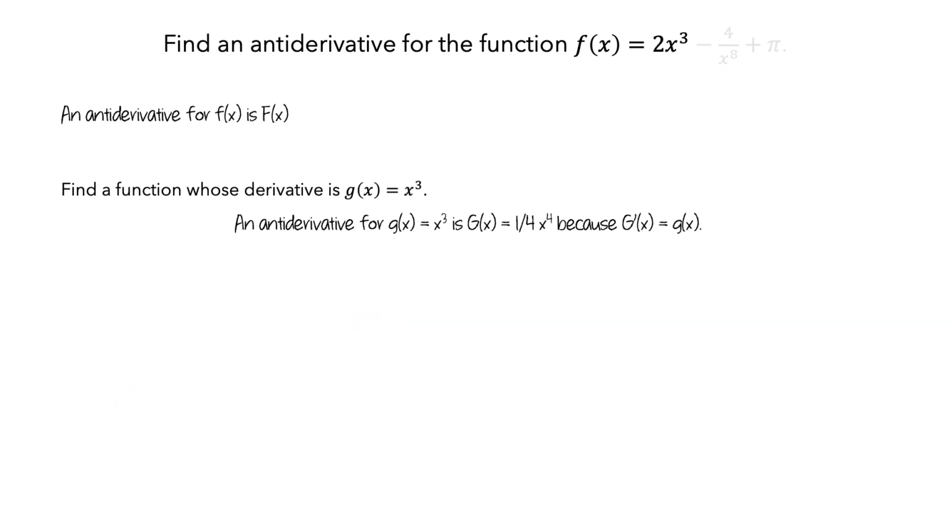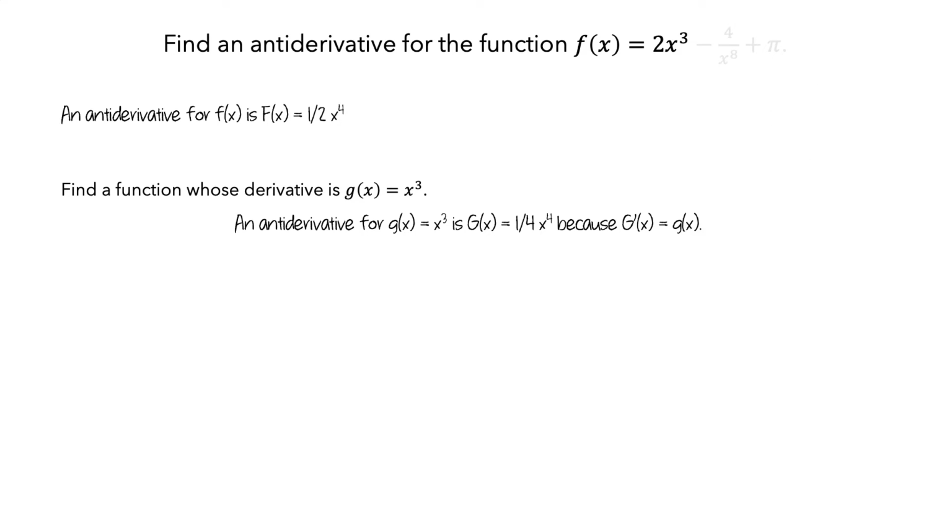Going back to our main goal of finding an antiderivative for little f of x, since the first term of little f is 2 times little g, then we would anticipate that the first term of the antiderivative for f is twice what we just got for capital G. So, let's try 1/2 x to the 4th. To check, we take the derivative of 1/2 x to the 4th. This derivative is 2x cubed, and we can see that this is equal to our first term of little f.